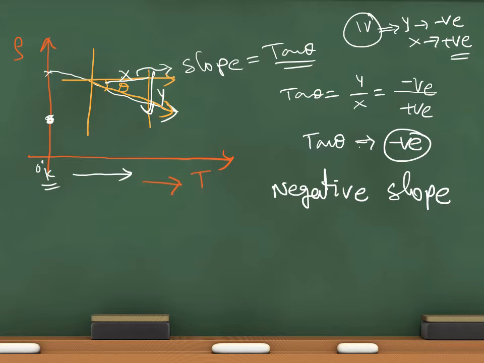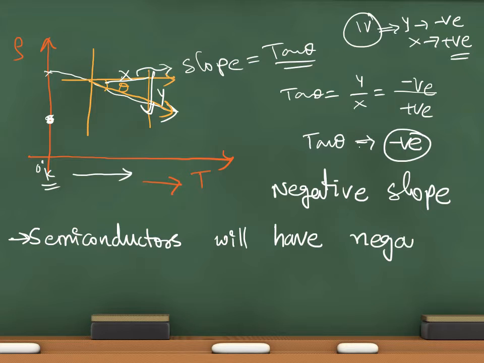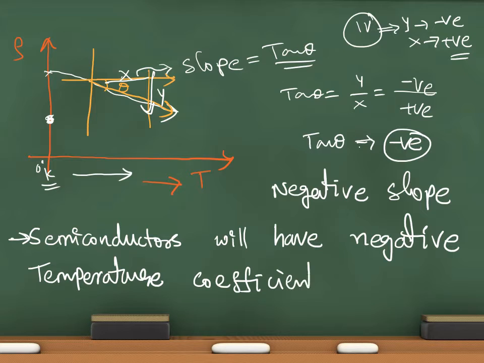And we can say that semiconductors will have a negative temperature coefficient of resistivity, or we can say of resistance also. This is well applicable for both resistivity and resistance.